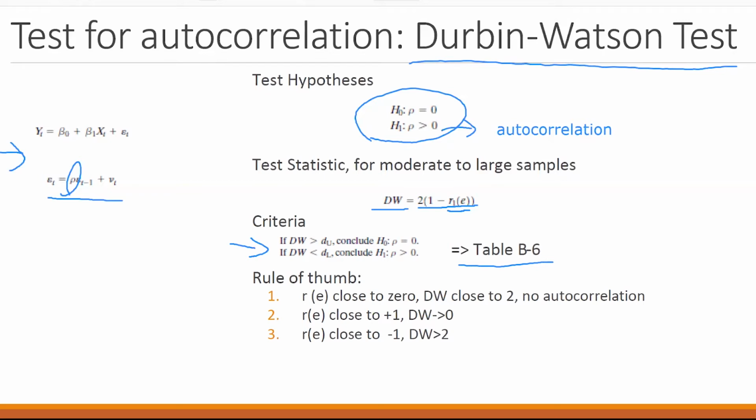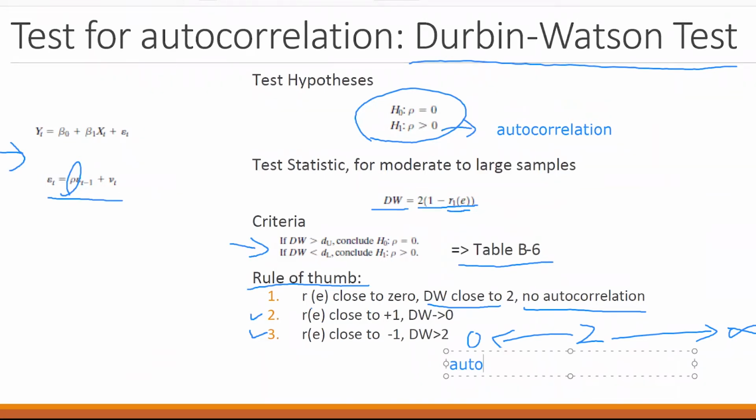We also have a rule of thumb that you can use when making a judgment. When DW is close to 0 or DW is greater than 2, that indicates we tend to have an autocorrelation issue, or serial correlation. But when DW is close to 2, then there's no autocorrelation. So you can use that rule of thumb. If DW is close to 2, then there's no serial correlation.